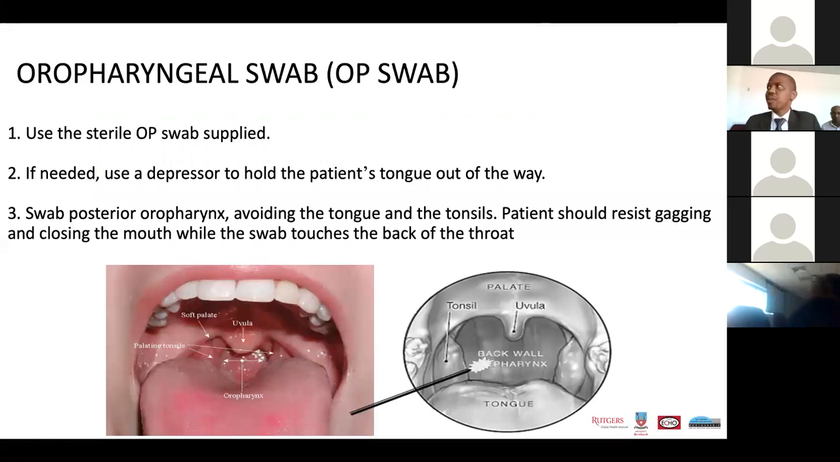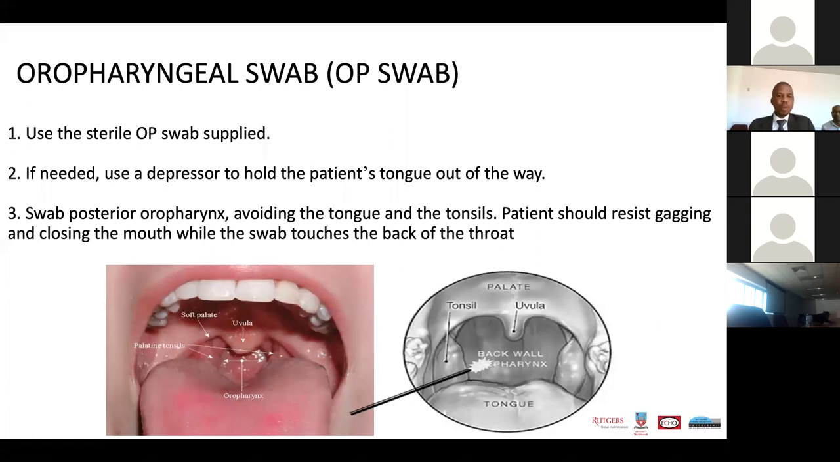Let us look at the procedure or the steps that we go through so that at the end of the day we get an oropharyngeal swab that will allow us to detect the virus from an infected person. First of all, you use the sterile oropharyngeal swab that is usually supplied with the kit, and if needed, you use the depressor to hold the patient's tongue out of the way, so that it allows you to visibly see where you want to collect the samples.